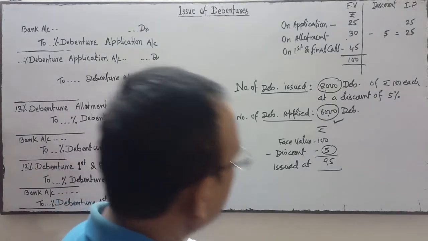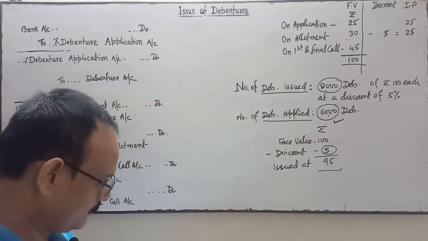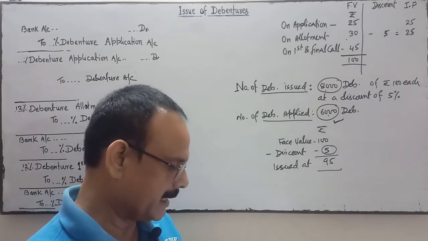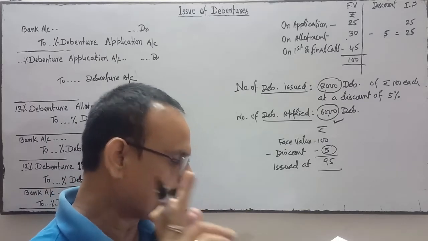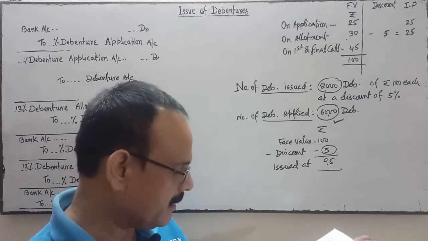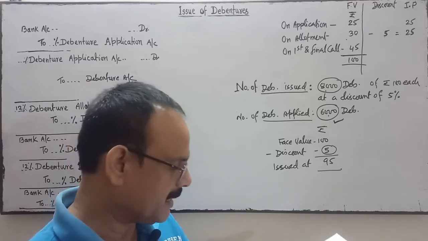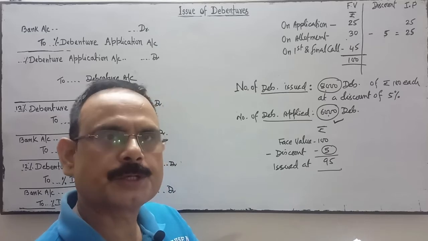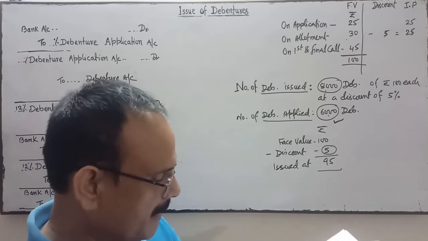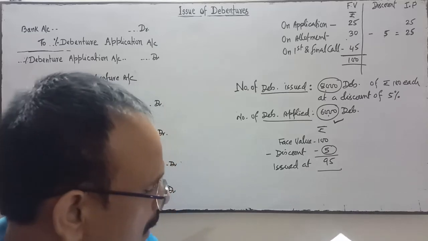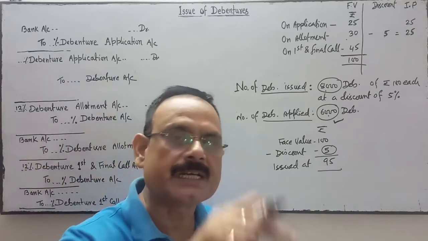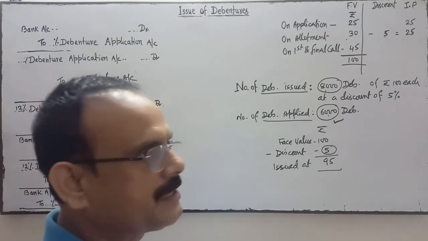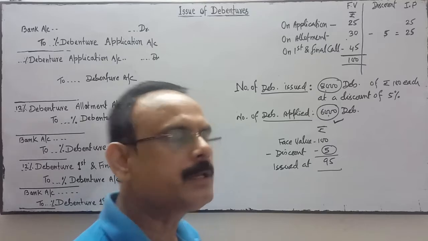Now we'll do the entry. The last line is, all the money was duly received. There are no calls in arrear or calls in advance. Expense on issue of debentures amounted to rupees 20,000, and the company decides to write off all capital losses in the first year itself.